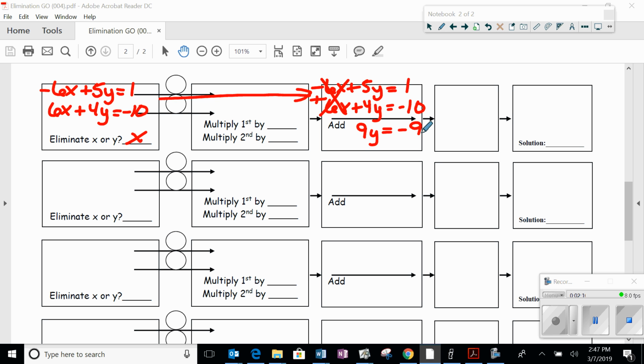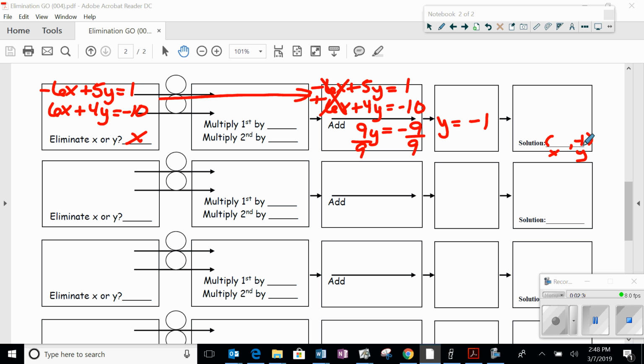Our final step is to solve for y by dividing by 9. So y equals -1. We're not done because the solution is a coordinate point x, comma, y. I know my y value is -1, so I can go ahead and plug that part in. But I have to go back and find the x value.